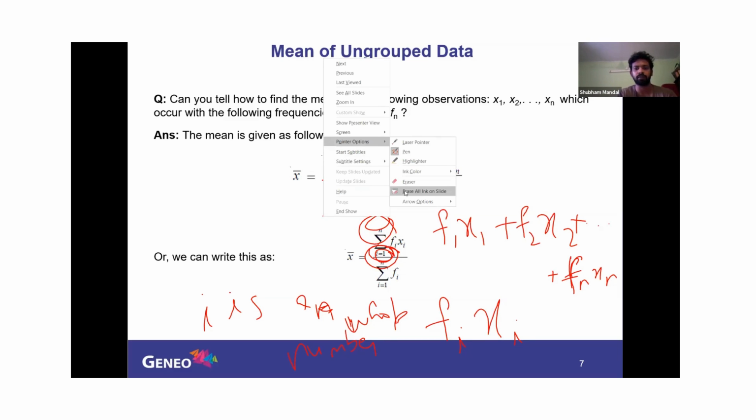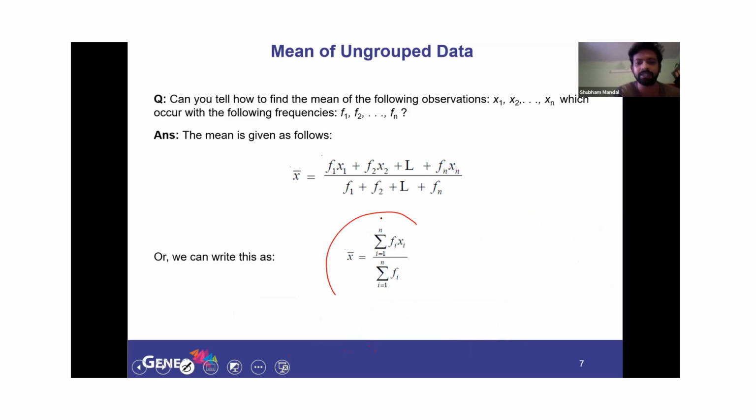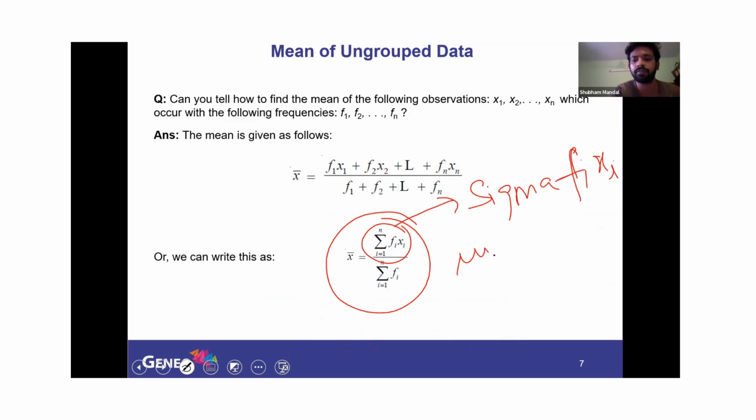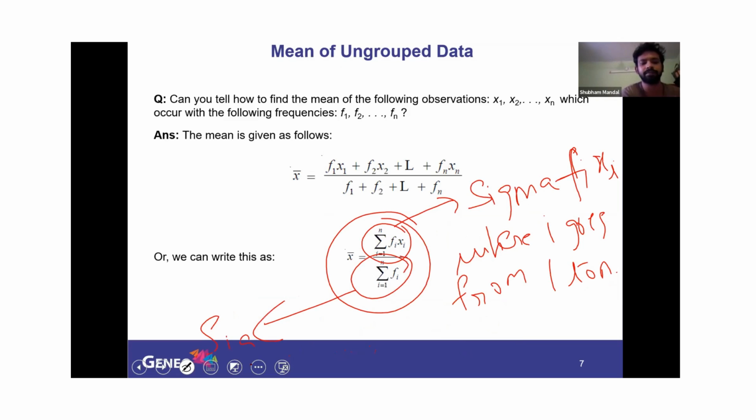So okay, I'll write the English form. This basically means sigma fi xi, where i goes from 1 to n. This is the meaning of that. And this one means sigma fi, where again i goes from 1 to n. Sigma fi is the denominator, and the numerator has sigma fi xi. Now this was the mean of ungrouped data.